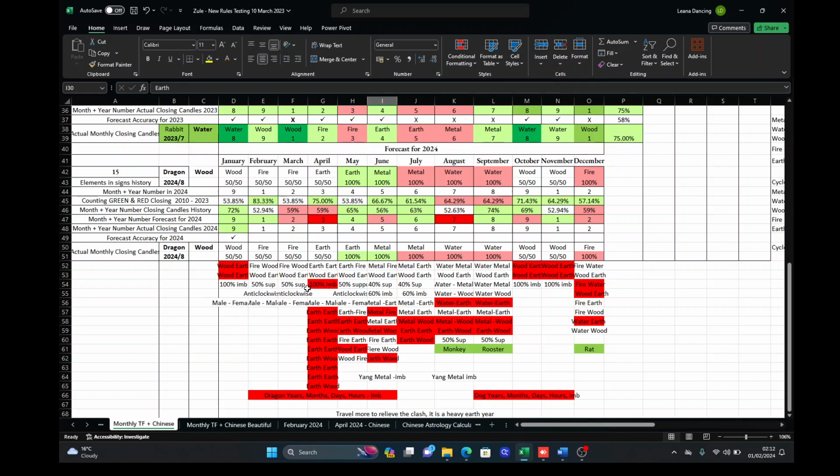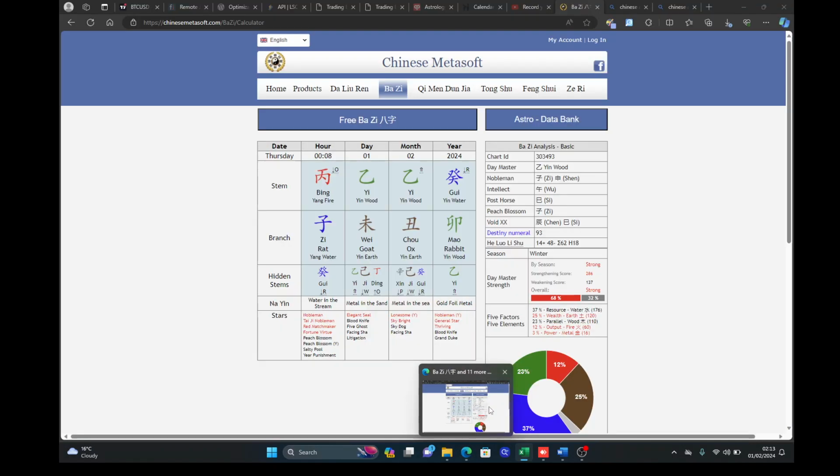So I have made this visible here, all the possible combinations between them, and every single one of them is a negative, challenging relationship. So for that reason, April is looking like a disastrous month, because earth and earth is not compatible, wood and wood is not compatible, and then earth and wood is not compatible as well. They hate each other. They're in the circle of destruction.